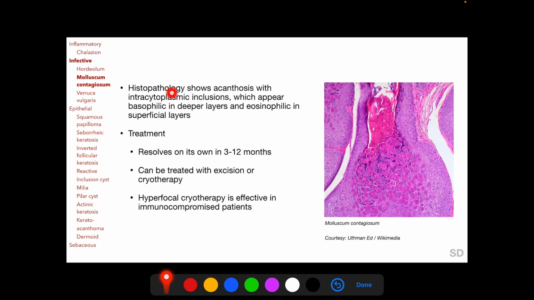On histopathology, molluscum shows acanthosis, which is thickening of the stratum spinosum of the skin, as we will be describing shortly, with intracytoplasmic inclusions, and these inclusions appear more basophilic in the deeper layers and more eosinophilic in the superficial layers. Molluscum resolves on its own in 3 to 12 months' time, but can be excised or treated with cryotherapy. And in immunocompromised patients, hyperfocal cryotherapy to the individual lesions has been shown to be effective.